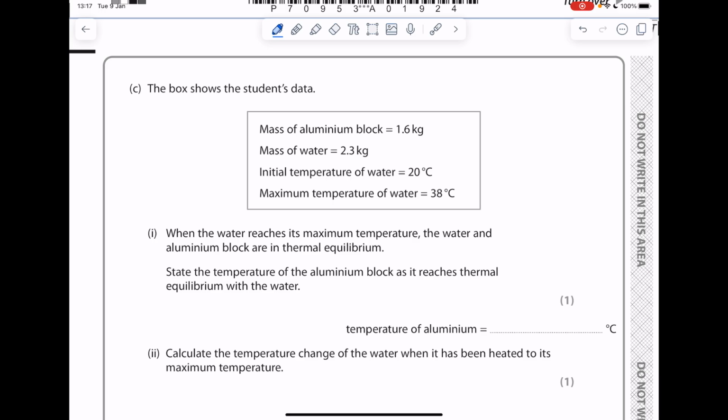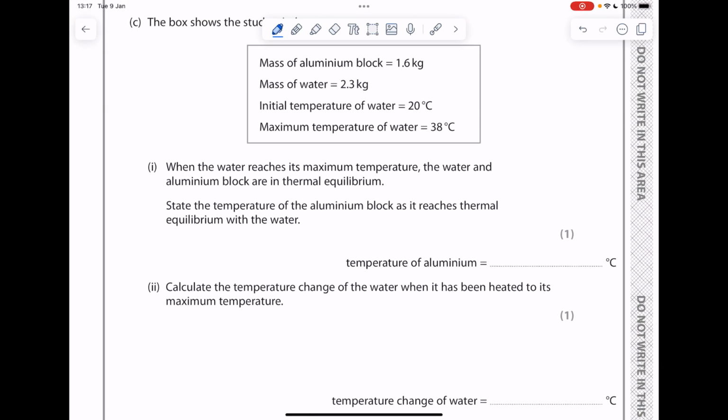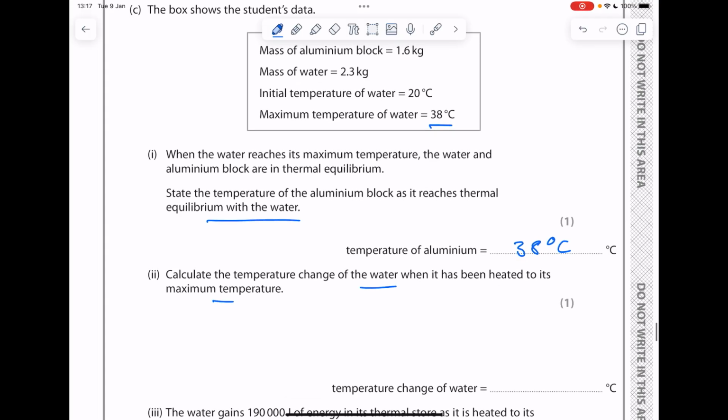The box shows the student's data. When the water reaches its maximum temperature, the water and aluminium block are in thermal equilibrium. State the temperature of the aluminium block as it reaches thermal equilibrium with the water. It's 38 degrees. Calculate the temperature change of the water when it's heated to its maximum temperature. So it's the difference between these two numbers, so it's 18 degrees Celsius.